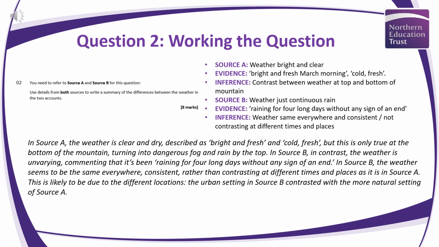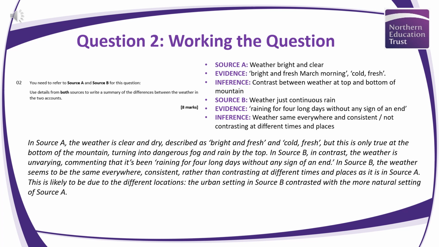Now for source A, I can tell the weather's bright and clear because it describes it as a bright and fresh March morning and as being cold and fresh. But I can also talk about maybe the contrast between the calm, clear weather at the bottom of the mountain and the dangerous fog and rain at the top. In source B, I can tell the weather is simply continuous rain because it describes how it's been raining for 4 long days without any sign of an end. But I can also talk about the way the weather seems to be the same everywhere and is consistent rather than contrasting at different times and places. So that's my evidence and my very brief inference for each one.